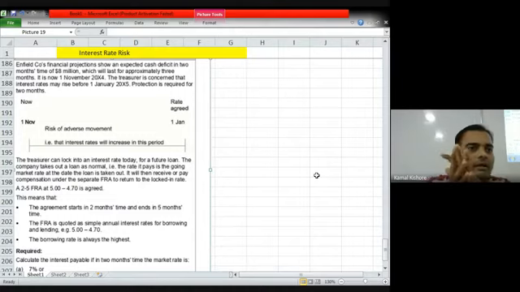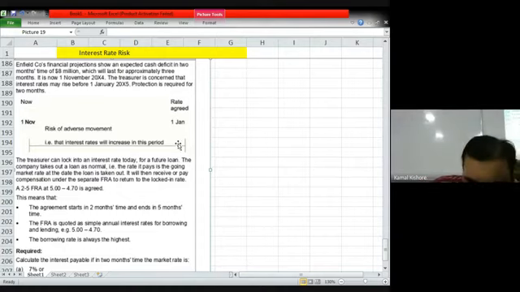What is the FRA rate? 5%. Okay. What is the notional? Notional value. 8 million is the notional value. Right? So FRA rate is 5%. The market rate is how much? So you are going to borrow when? Here.